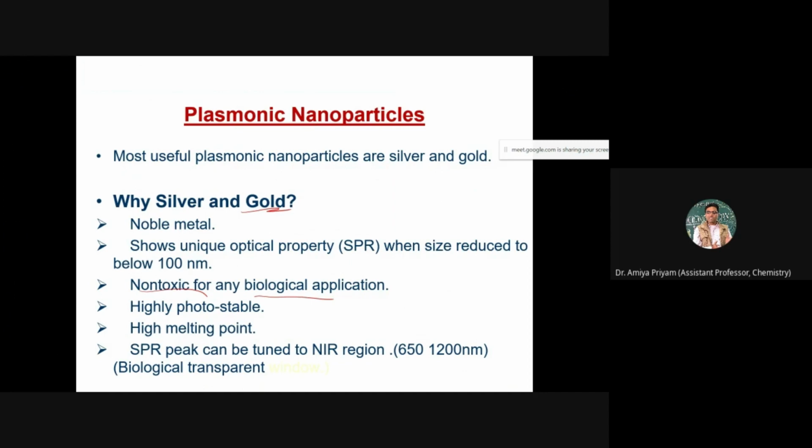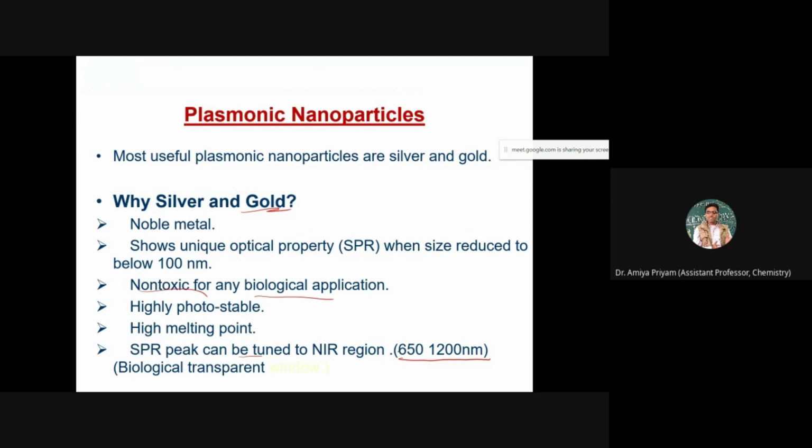Silver is slightly toxic, but with proper surface modification, where we attach certain organic moieties on the surface which are biologically compatible, it turns out that it is even better than gold when we use it for therapeutic or diagnostic purposes. So the SPR peaks can range from 650 to 1200 nanometer. It is the requirement for biological application.